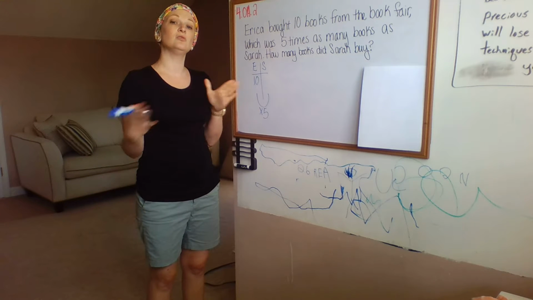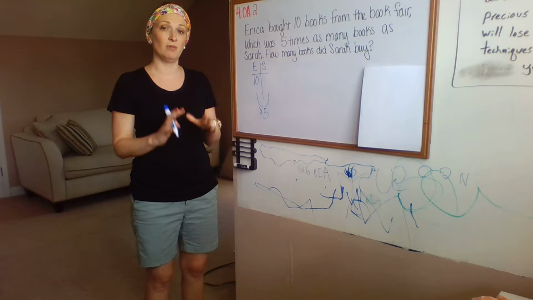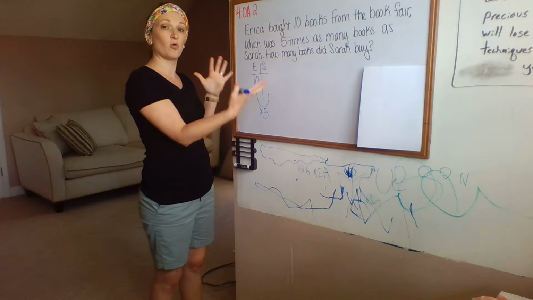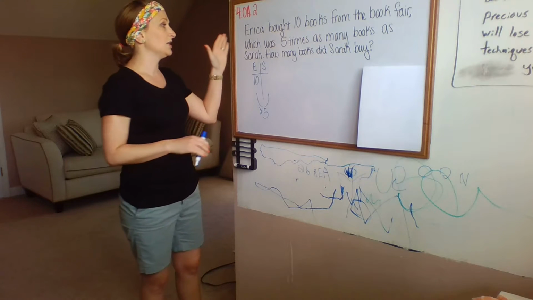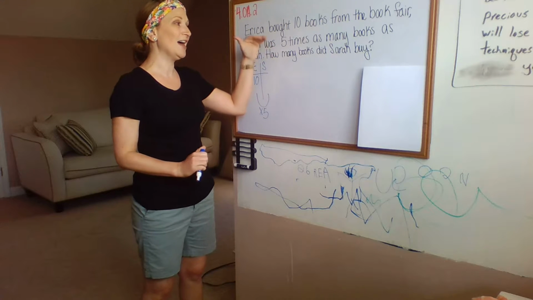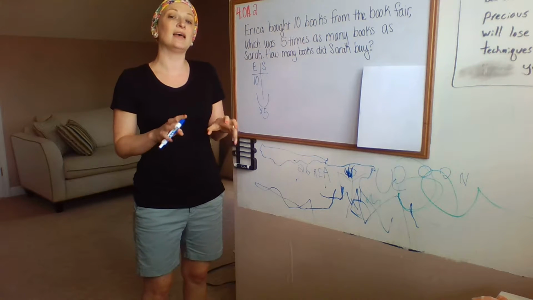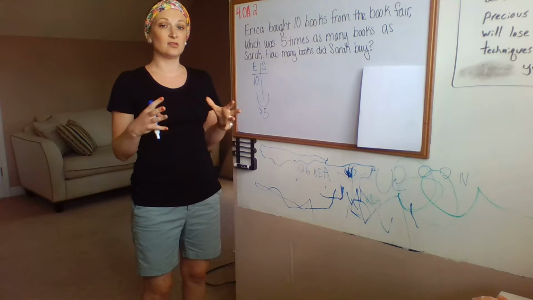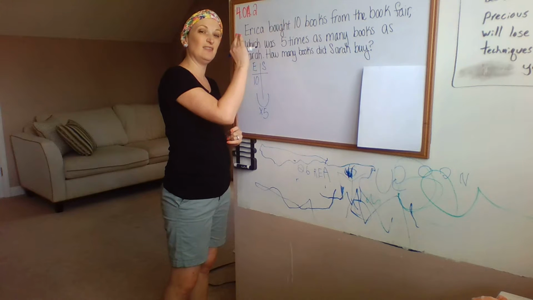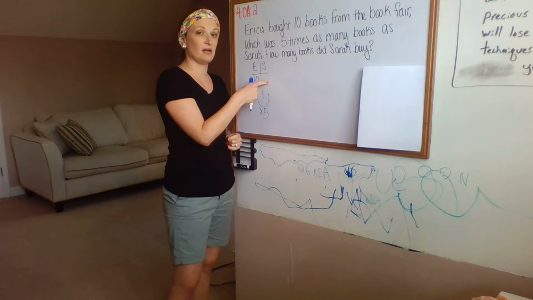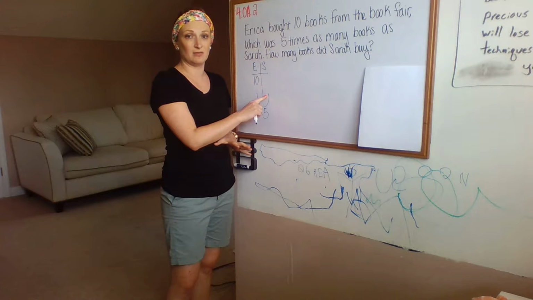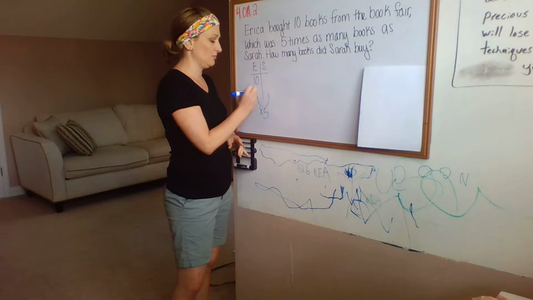Now we need to look back to the problem and figure out who has the bigger amount. Does Erica have more books or does Sarah have more books, based on the way that the word problem is structured? It says Erica bought 10 books from the book fair, which was 5 times as many books as Sarah. So the way this is structured is that it's saying this is the bigger amount. She has 5 times as many compared to what Sarah has. So our arrow isn't going to point to Sarah, because she doesn't have the biggest amount. Erica has the biggest amount.